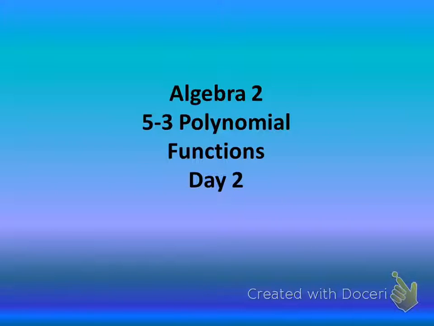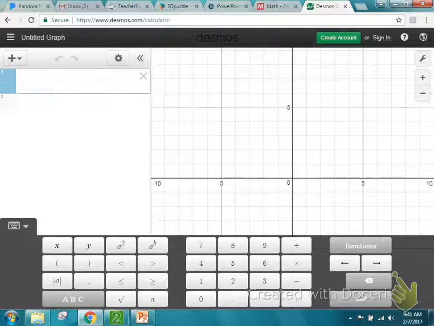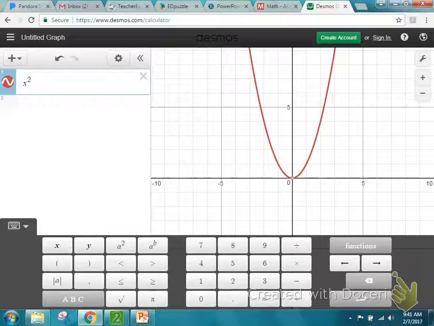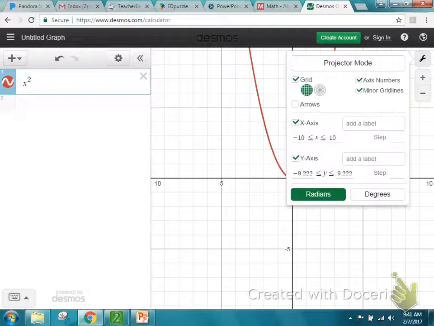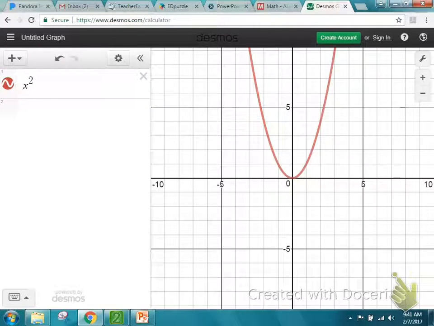Basically what we're going to do today is look at the graphs of polynomial functions, okay? There are different things that we're going to look at within those graphs, and we're going to pick out some similarities and focus on those. So to do this, let's start with the basic one. Let's start with x squared. Let me switch this into projector mode so y'all can see it. You don't need to put these in your calculator. Just watch me, all right?